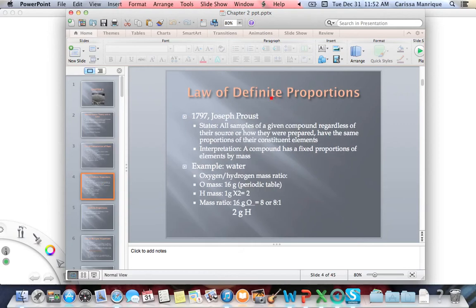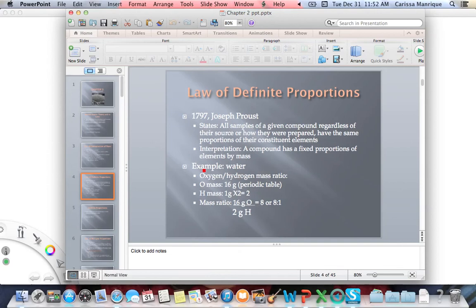Law of definite proportions. Now let me read this to you word for word, which is kind of confusing. It says all samples of a given compound, regardless of their source or how they're prepared, have the same proportion of their constituent elements. So I wrote an interpretation of that, which says a compound has a fixed proportion of elements by mass. Okay, so let's see what that means.